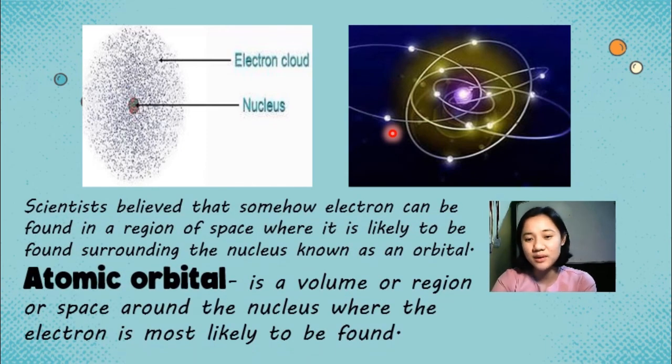Scientists believe that somehow an electron can be found in a region of space where it is likely to be found surrounding the nucleus, known as the orbital or atomic orbital. So now we have this atomic orbital defined as the volume or region or space around the nucleus where the electron is most likely to be found. Again, we cannot locate the exact location of the electron, but instead we can find the electron in a region wherein it is more concentrated, by looking at the atomic orbitals.